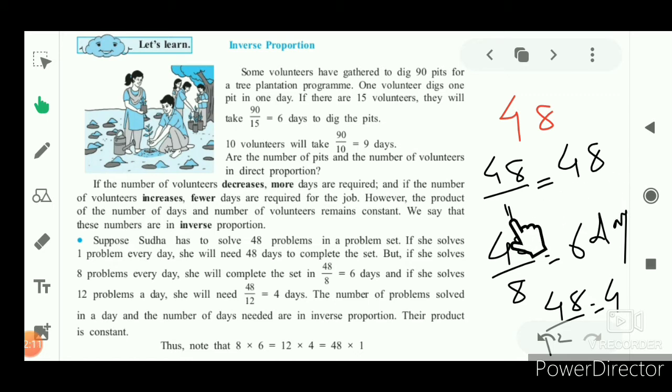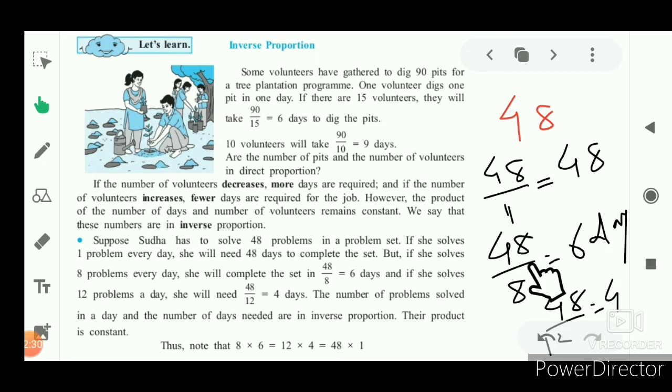Number of problems जो कितने solve करती है एक दिन में, that is the number of problems solved in a day is inversely proportional to the number of days. अगर एक दिन में एक प्रॉब्लम सॉल्व करती है तो उसको 48 डेज रिक्वायर होंगे. तो यहाँ पे अगर एक दिन में 8 क्वेश्चन सॉल्व करती है तो उसको 6 दिन की रिक्वायरमेंट होगी.